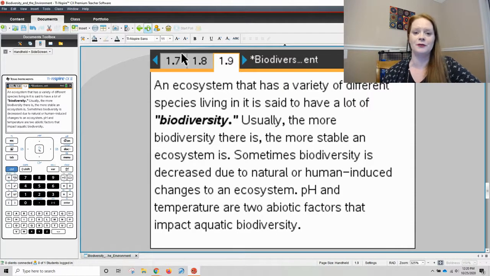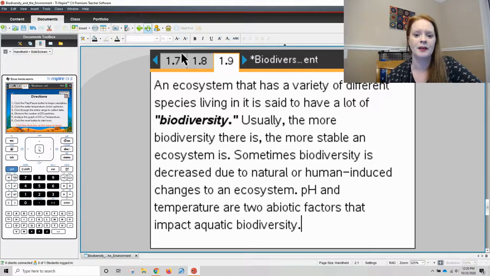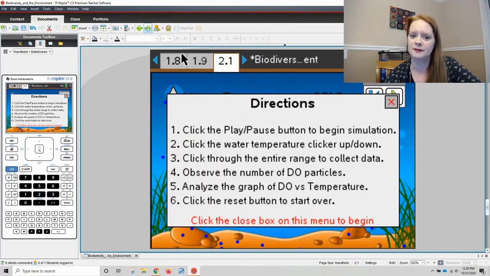There's also a review on what biodiversity is, feeding back into that. They've had a chance to look through the simulation, understand what it means, and understand this relationship between those abiotic factors, temperature and pH, and those biotic factors: the fish population, the number of fish in the lake, and the number of species in the lake, and how those factors affect those values.